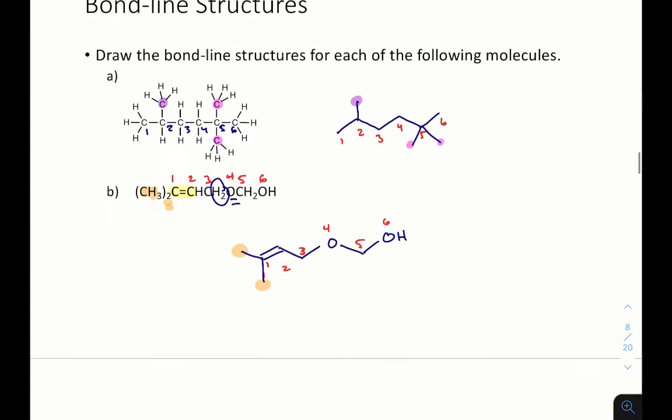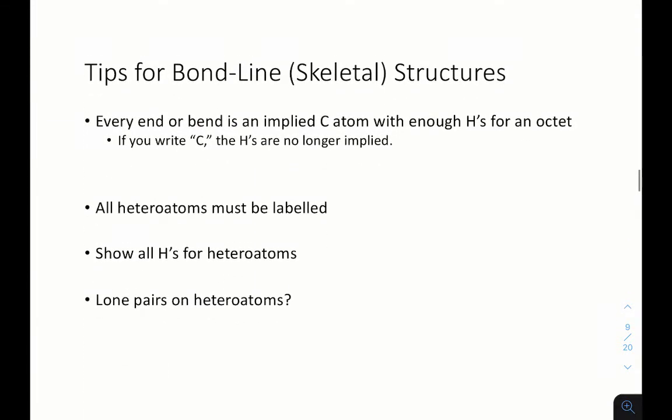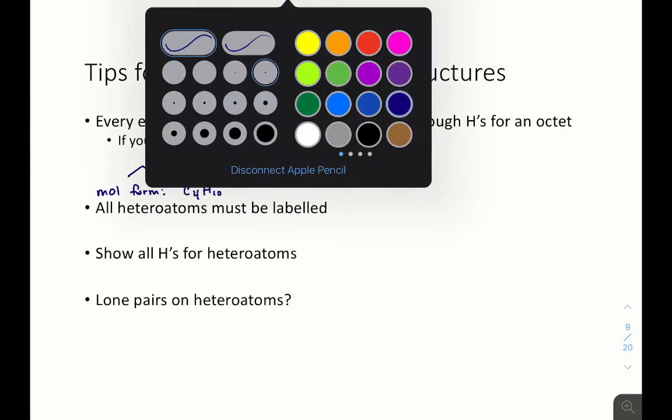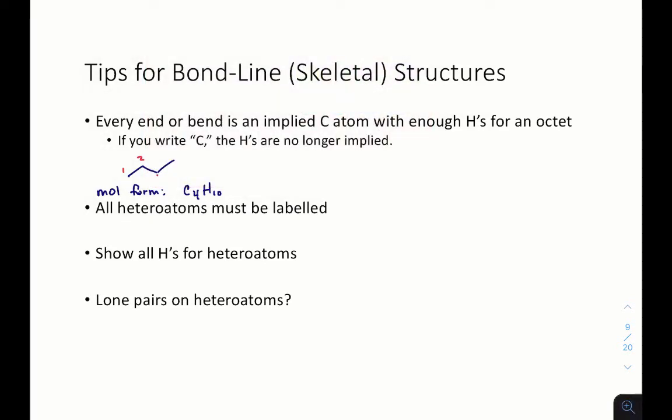Let's discuss some tips for drawing skeletal structures correctly. So again, every end or bend is an implied carbon atom with enough hydrogens for an octet. For example, we could draw this skeletal structure. The molecular formula for this molecule is C4H10. And that is because this carbon on the end, carbon 1, it has 3 implied hydrogens. It's a CH3. How do I know? It's making 1 bond to a carbon atom, so it must be making 3 bonds to hydrogen.